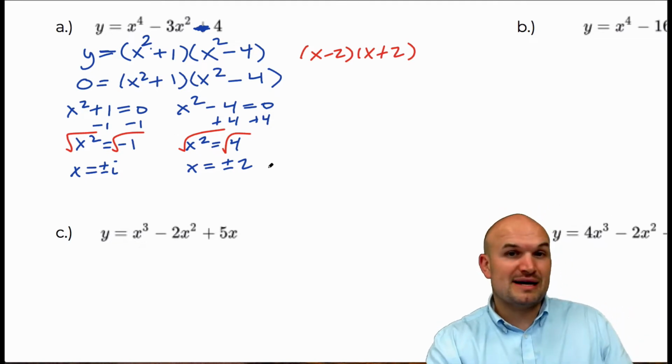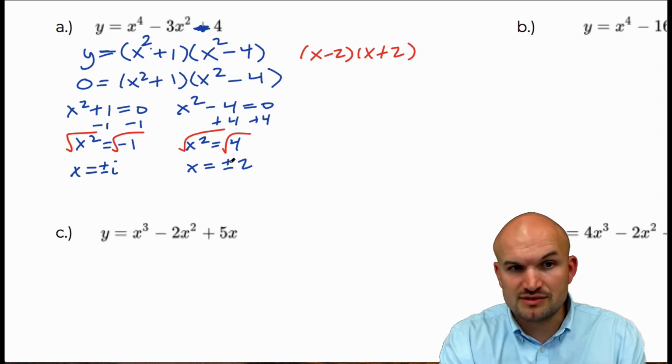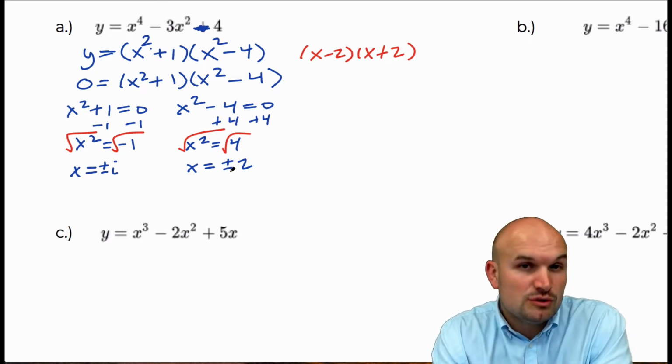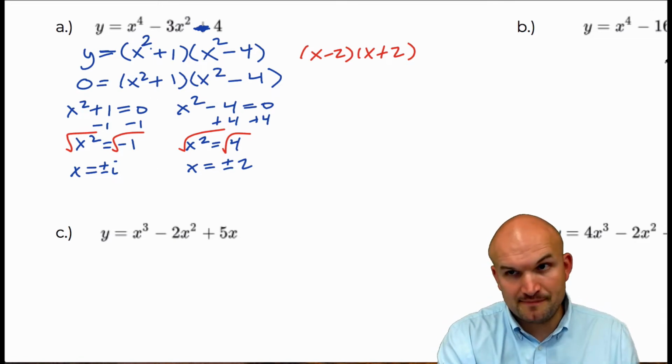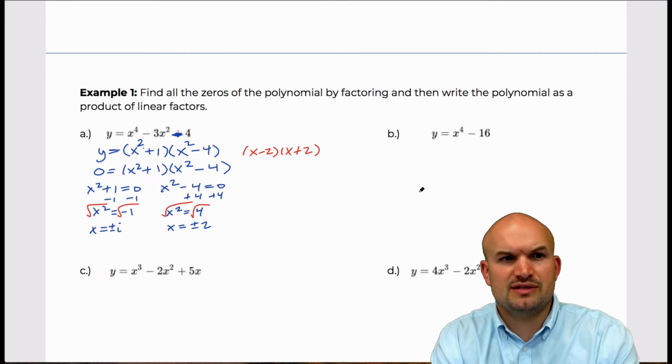And again, going back to the fundamental theorem of algebra, you can see that we have 4 zeros, plus minus, plus minus. Only 2 of them are real and 2 of them are imaginary. But the other part of the question, let me just make sure I had this right. Write the zeros, then write the polynomial as a product of linear factors.